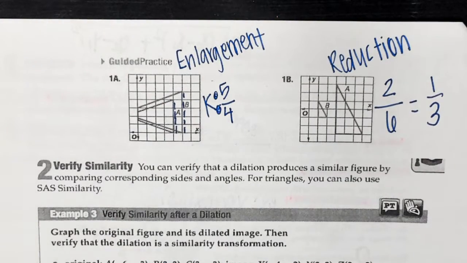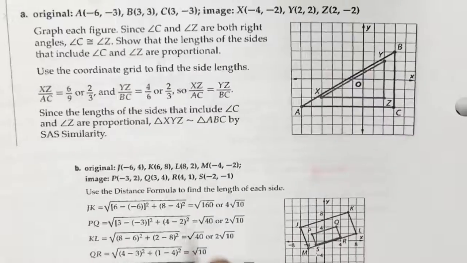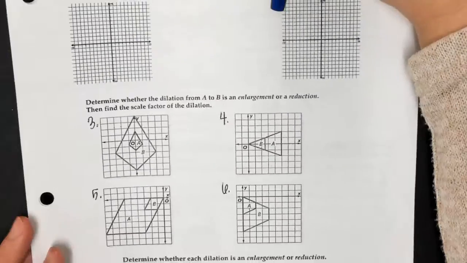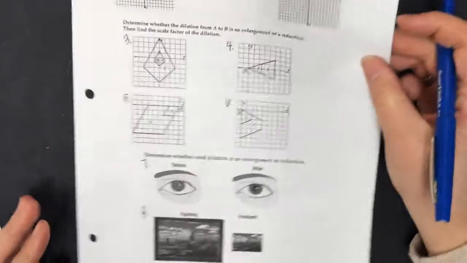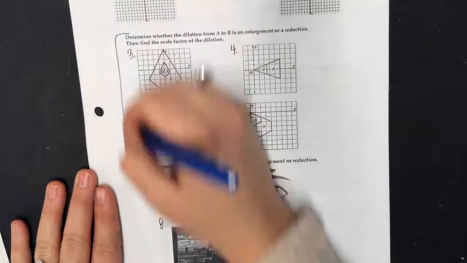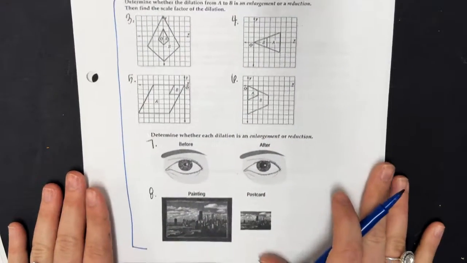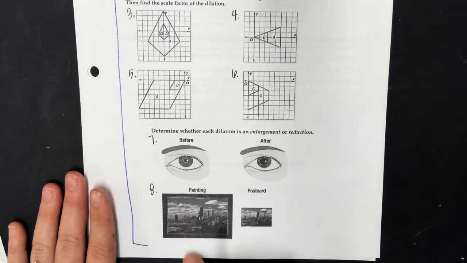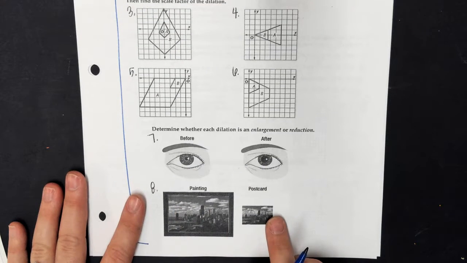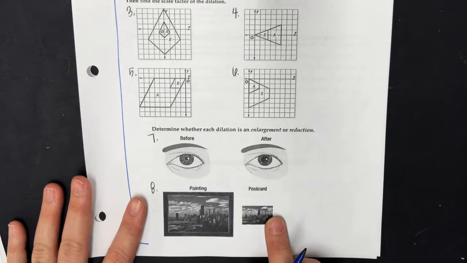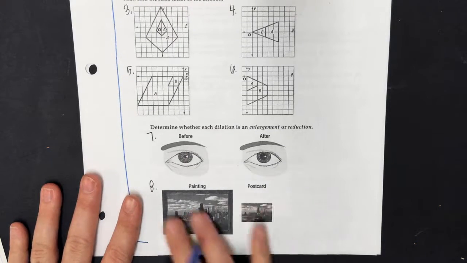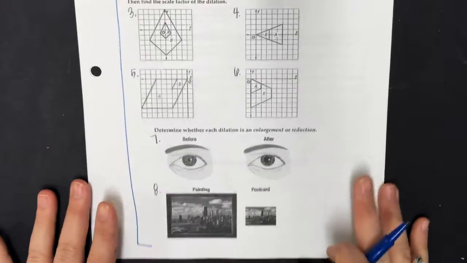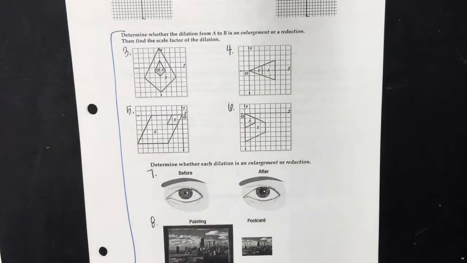Yes. All right. We're going to skip this for today. Right here. We'll come back tomorrow. What I want you to do tonight, 3 through 8. 7 and 8 are literally just writing, did the pupil get bigger or smaller? That's it. What about 8? 8 is, did this get bigger or smaller? Okay, can y'all handle 7 and 8? I can try. Okay, 3, 4, 5, and 6, and 7 and 8.